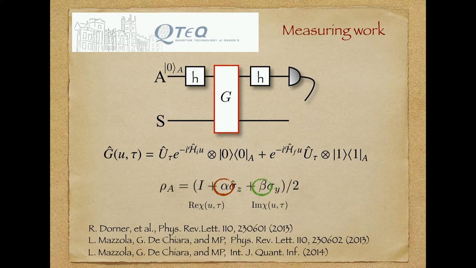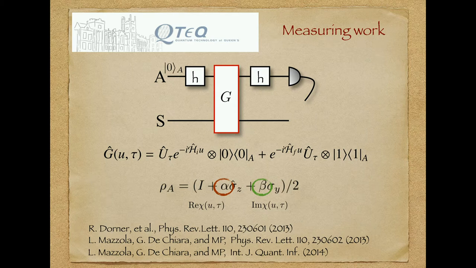Suppose that the ancilla is prepared in zero. Suppose that the ancilla is in the zero state. Then the system evolves according to this part of G. Suppose that on the other hand the ancilla is prepared in one, then the system will evolve according to this other bit of my joint operation G.